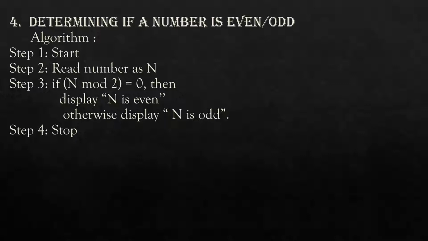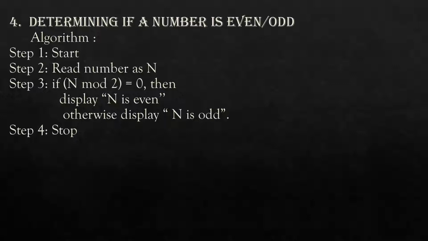First step is start. Second is read number n. Whatever the number n will be, the computer will read that number. Step third is if n mod 2 equals 0, then display n is even, otherwise display n is odd. So let's take an example.